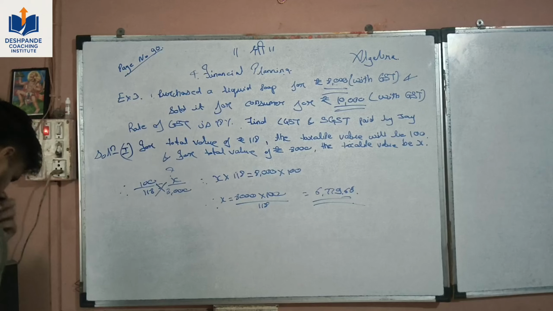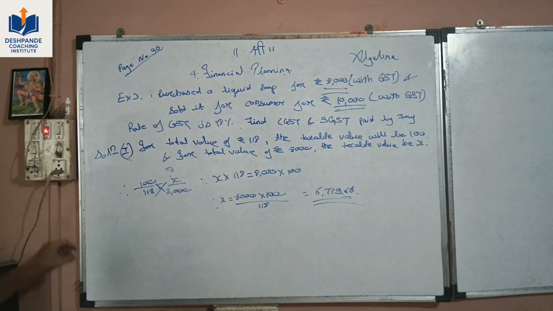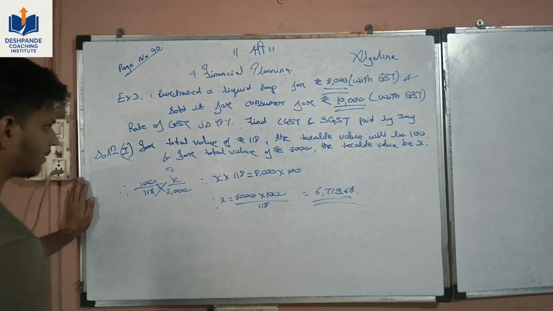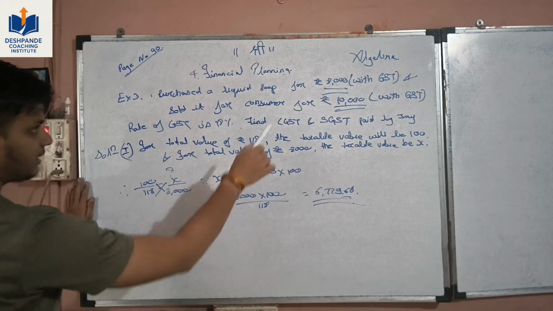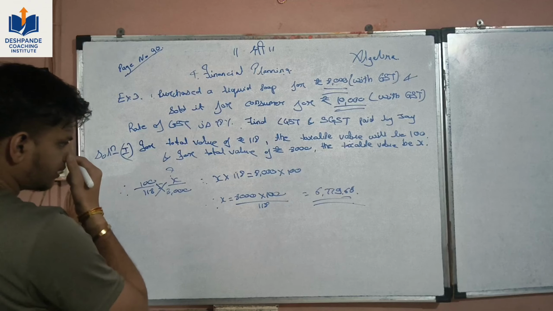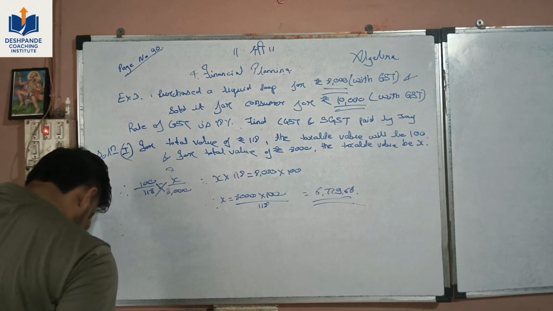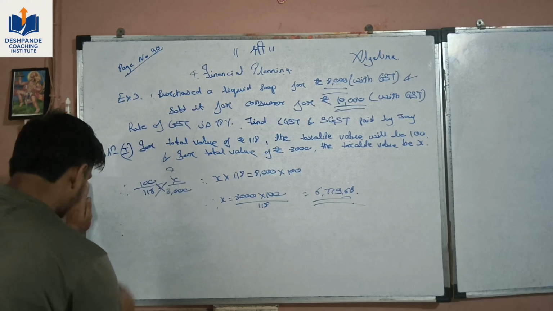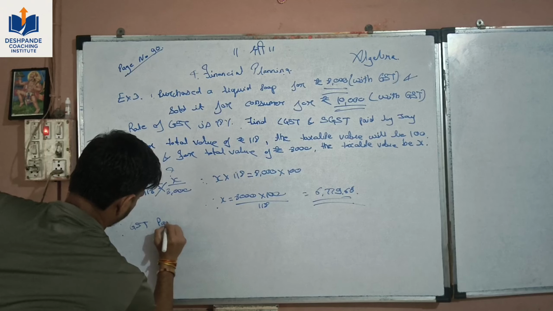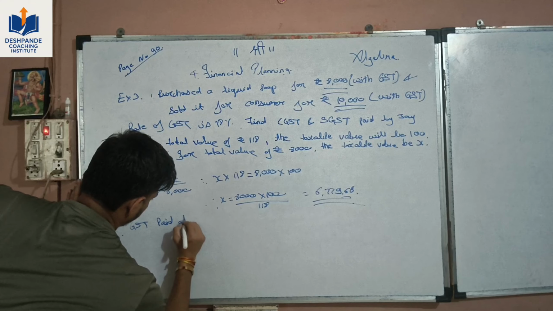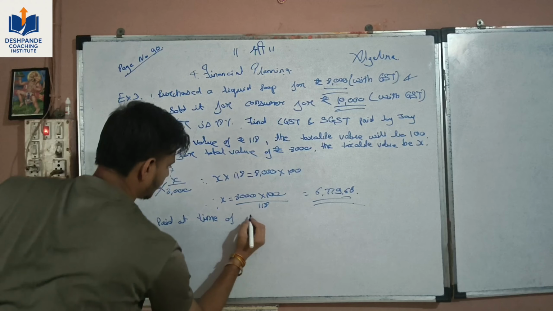So GST paid on time of purchase. So this is 8,000, the purchase value. J Chemicals has purchased liquid soap with GST. So how much GST have they paid? How can we take out the GST amount? GST paid at the time of purchase.